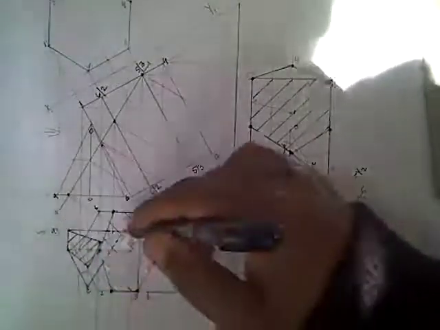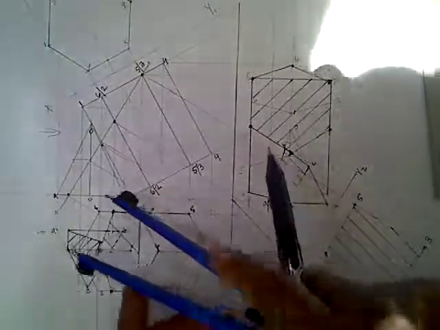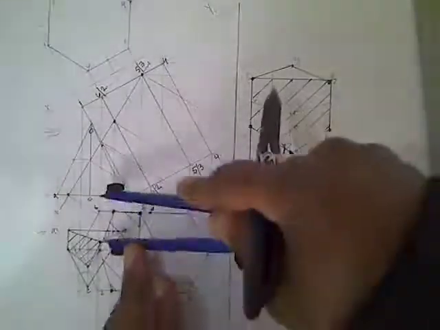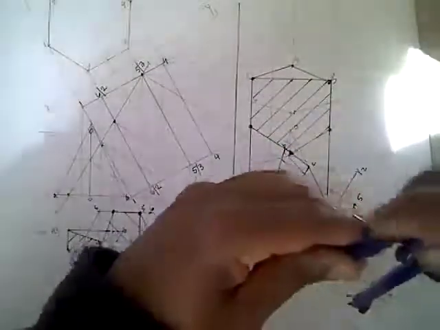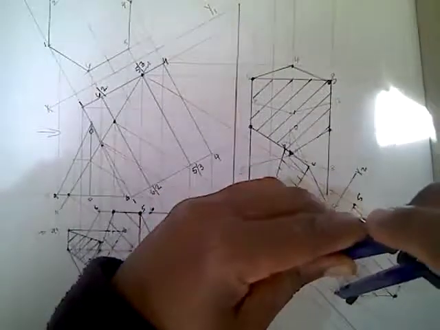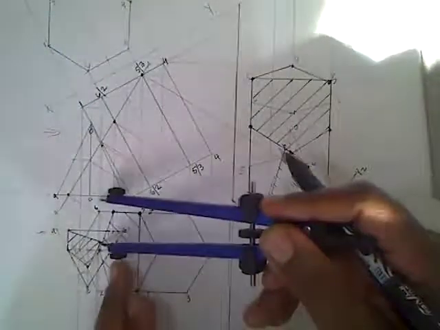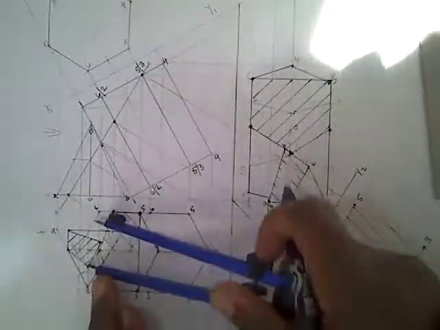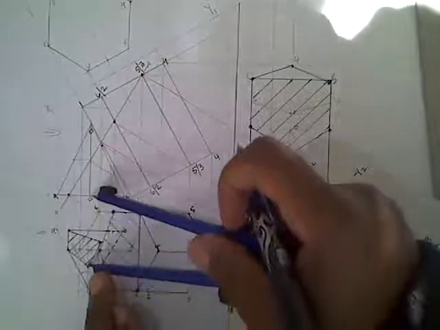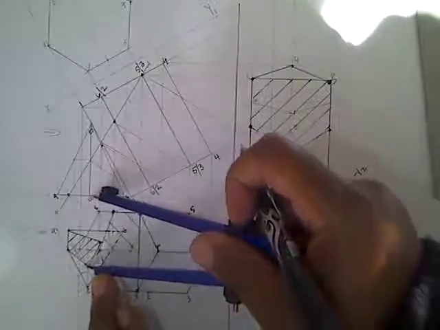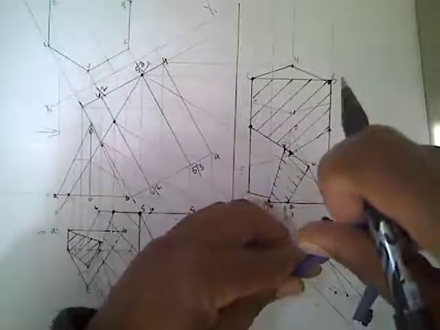Come to the triangular pyramid. I will start here. This one to the ground line. Where is it? It is there. This one to the ground line. I think it's here. This one to the ground line. The next one is this one to the ground line. There. This one to the ground line.